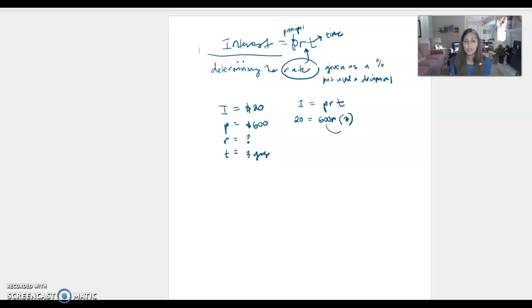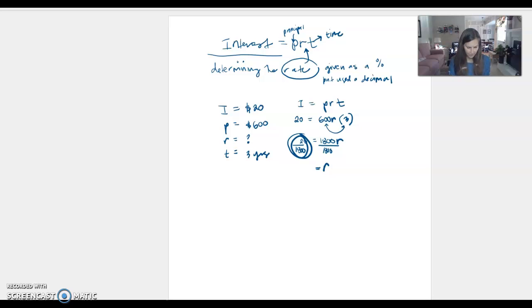Okay, here's what you do. You need to combine these two first. So 600 times 3 gives us 1800, and then we have our rate. And in order to solve for R, you need to divide both sides by 1800. So divide both sides by 1800, and this is what you'll actually put in your calculator right here. So you'll put 20 divided by 1800, and that's going to give you your rate as a decimal.